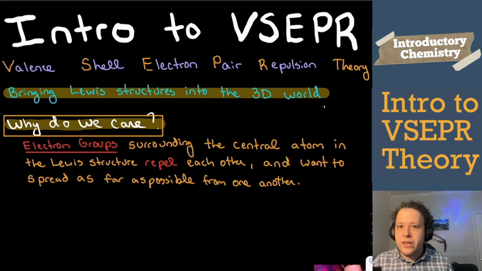So this is where we're going to be taking our Lewis structures. If you saw my previous video on Lewis structures, we're going to be taking that and bringing it into the 3D world. These different molecules that we're seeing are not just something that we write on paper, they exist in our everyday life, and since we ourselves live in a three-dimensional world, so do they.